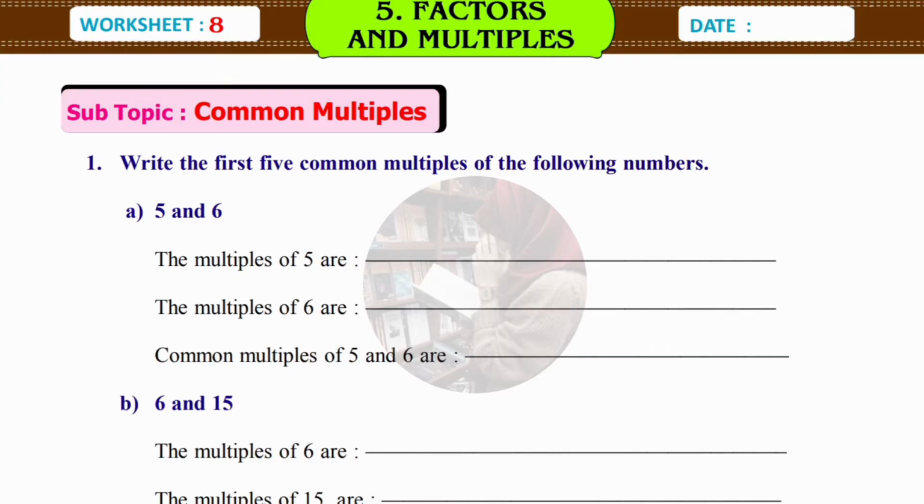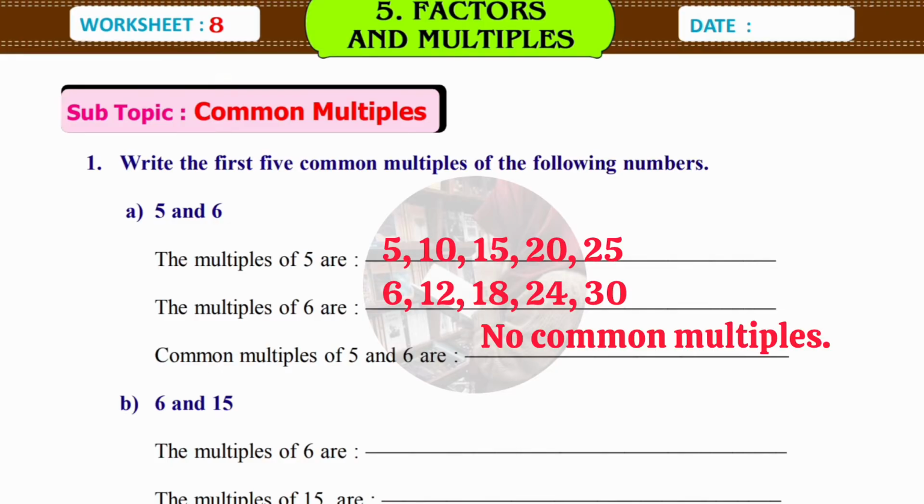Okay, that's common multiples we have to see. Here the given numbers are 5 and 6. First we'll write the multiples of 5: 5, 10, 15, 20 and 25. Next, the multiples of 6 are 6, 12, 18, 24 and 30.